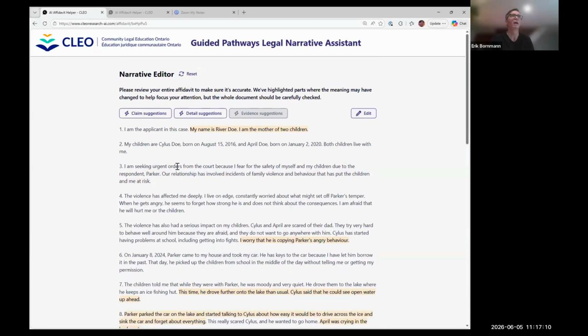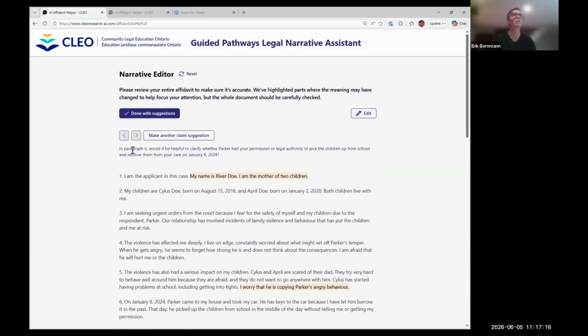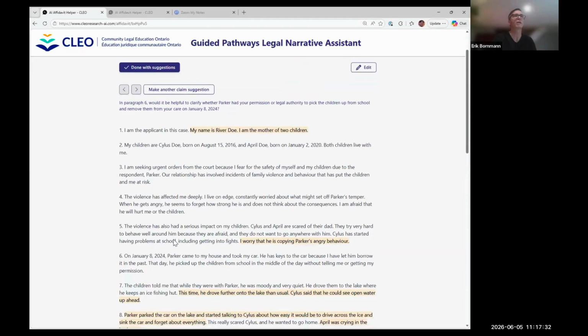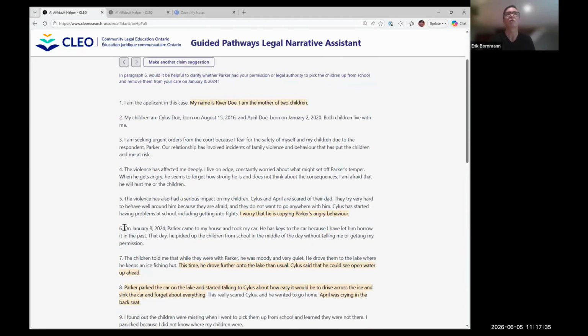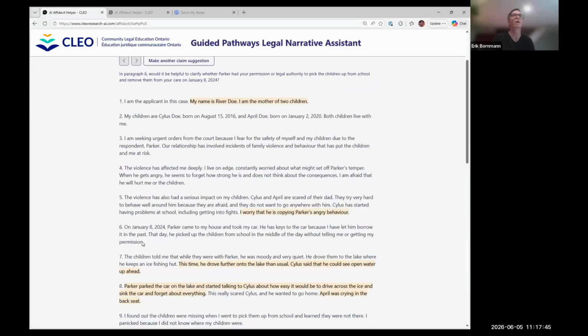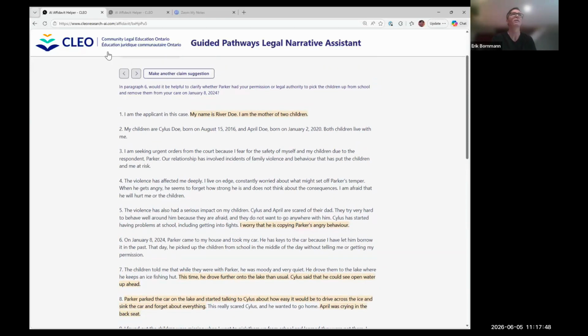As well, we've built in these claim suggestions. So here, I'm clicking on claim suggestion, and we're using AI to ask a question. Here, paragraph 6: would it be helpful to clarify whether Parker had your permission or legal authority to pick the children up from school and remove them from your care on January? So it's taking one particular incident that could be of great interest to the court and asking a clarifying detail that would help support it. It's asking questions that, if answerable and answered, would assist in strengthening the affidavit in support of this motion.